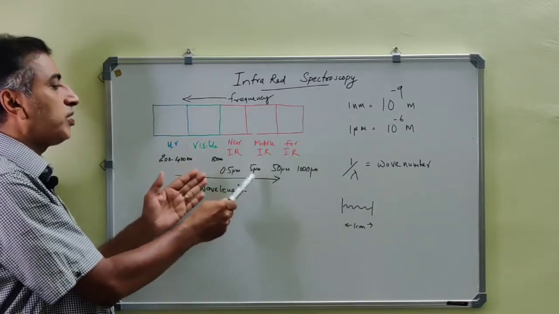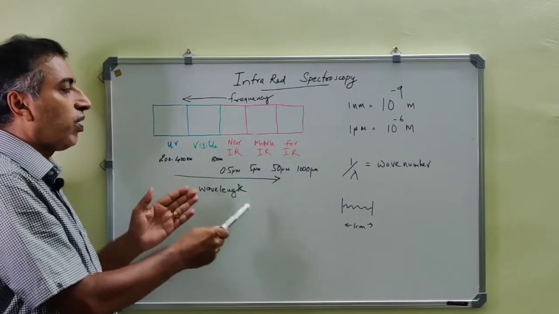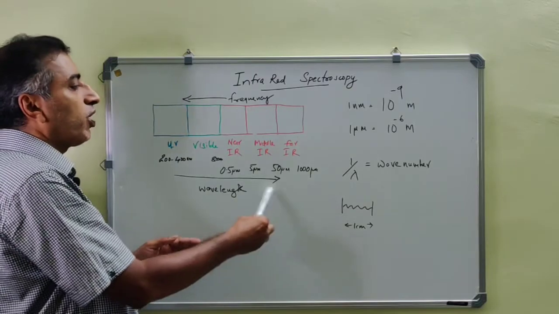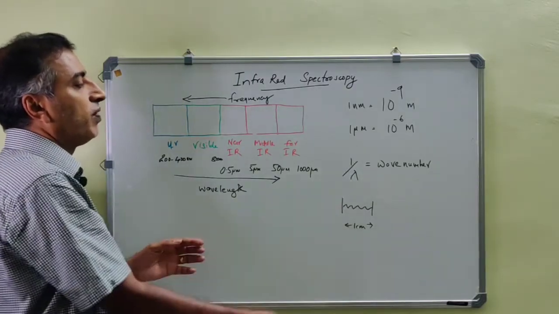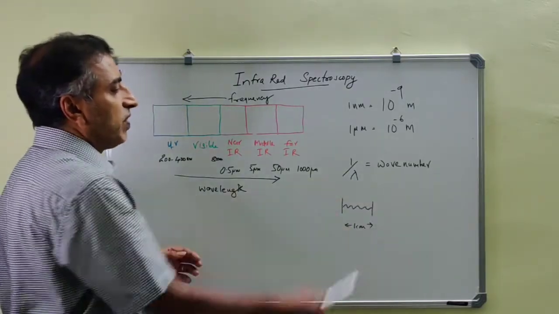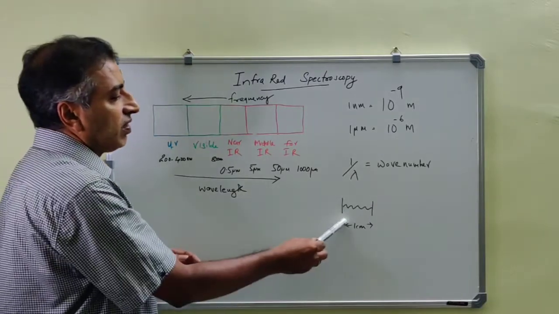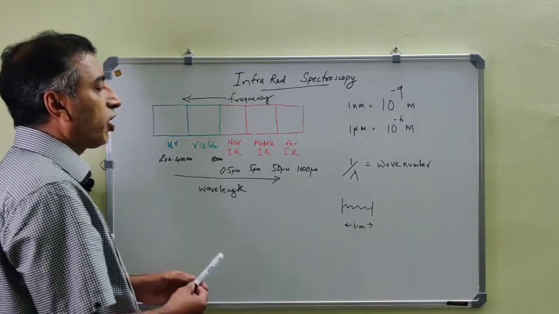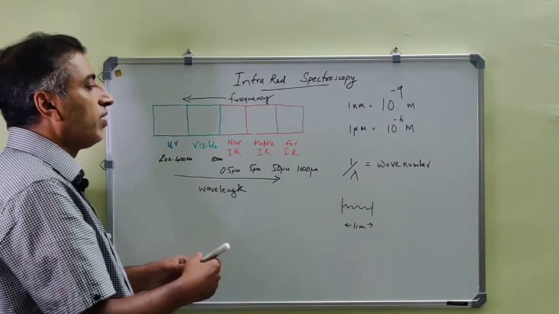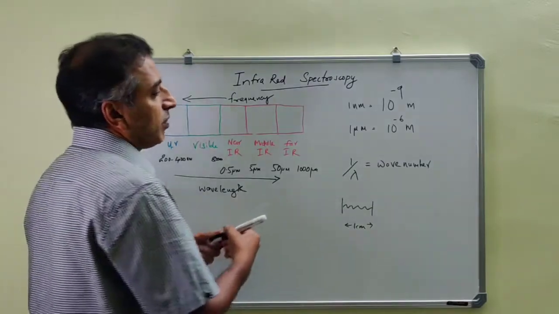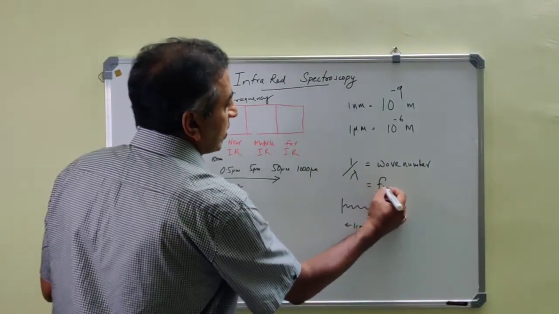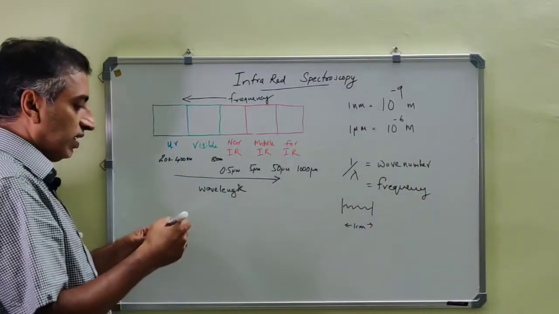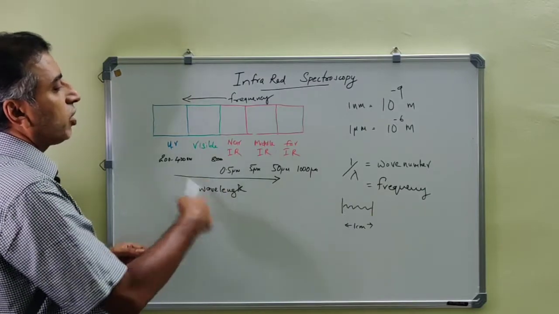Sometimes we have to use decimal values to record this infrared spectrum. That is why we are taking the reciprocal of wavelength. The reciprocal of wavelength, 1 by lambda, is called the wave number. Wave number means, in 1 centimeter, how many waves can be accommodated. So the reciprocal of wavelength can be called frequency, isn't it?